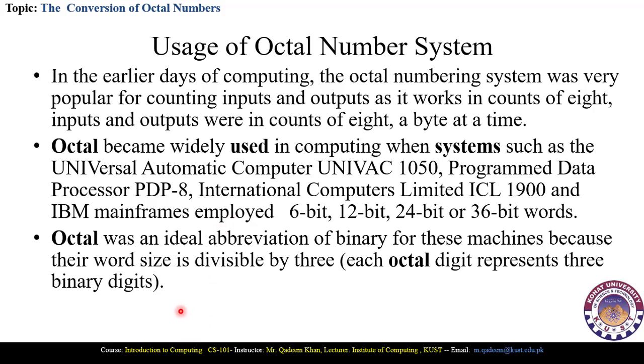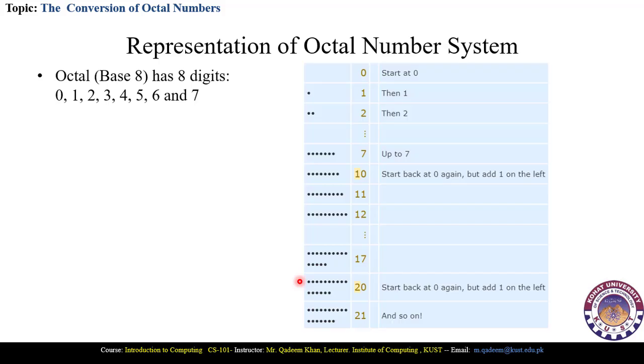Also, the octal number system is in fact an abbreviation of the binary for these machines, because the word size was divisible by 3, and 3 means 2 to the power 3 is equal to 8. So that's why here the word size was divided by 3, and each octal digit represents 3 binary digits. So the octal number system has vast applications, and still the current computer, that is now our personal computer, is also using the octal number system.